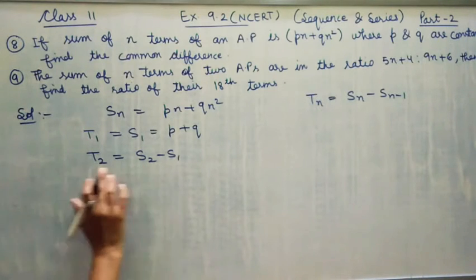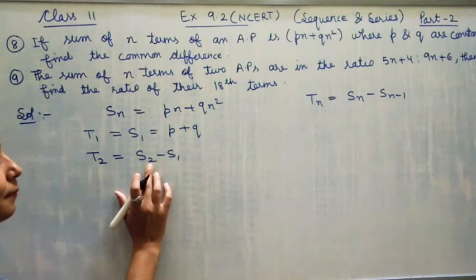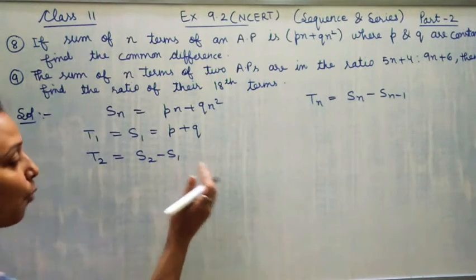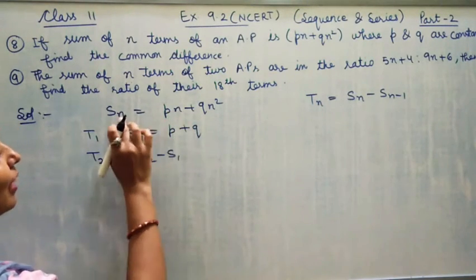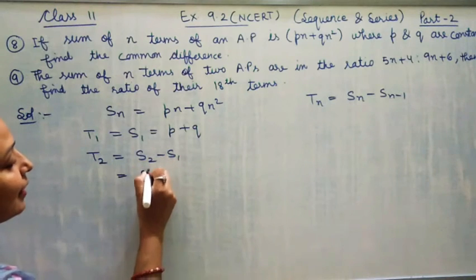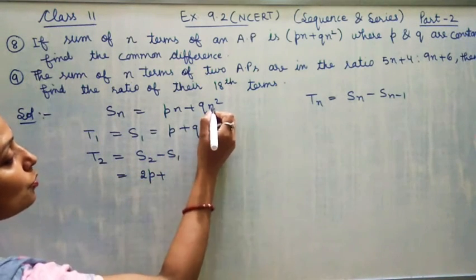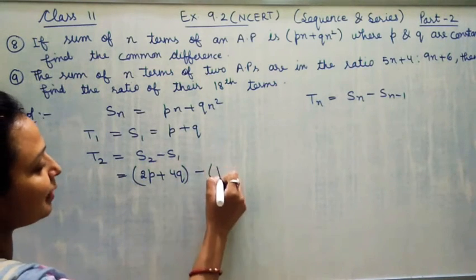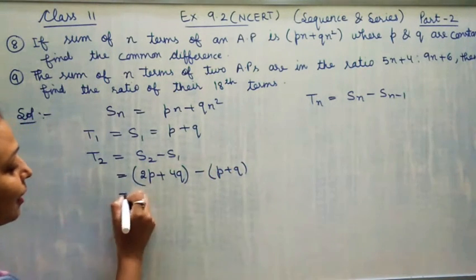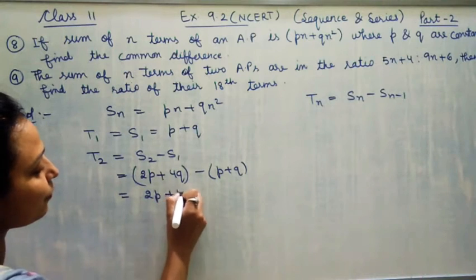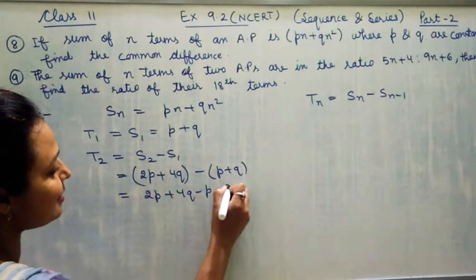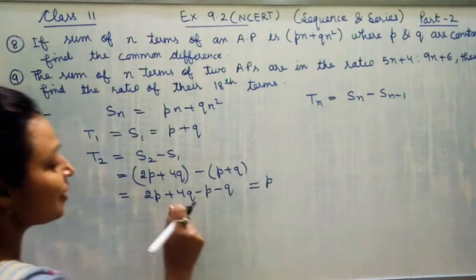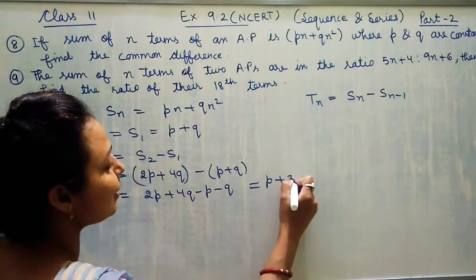So for finding the second term, I will subtract the sum of one term from the sum of two terms. I will put the value 2 in place of n, that is 2p plus 4q, minus S1, which is p plus q. Now I subtract: 2p plus 4q minus p minus q. After subtracting, 2p minus p is p, and 4 minus 1 is 3q, right?